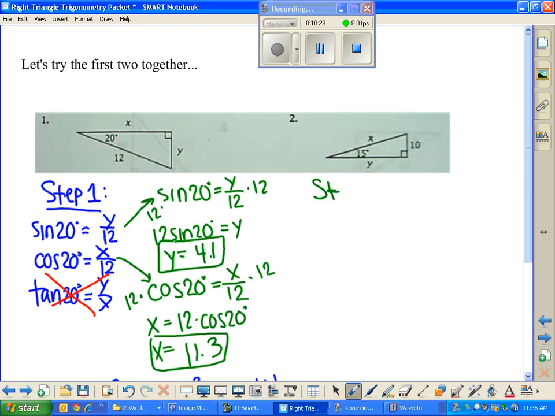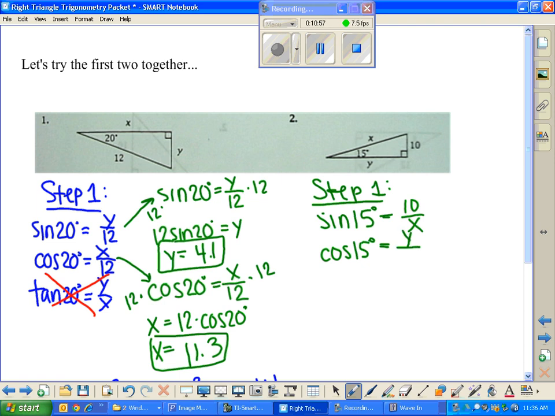Step 1, write our ratios. We have sine of 15 degrees, we have opposite 10 over hypotenuse, that's our x over there. Cosine of 15 degrees, adjacent y over the hypotenuse x. Tangent of 15 degrees, we have opposite 10 over adjacent y.